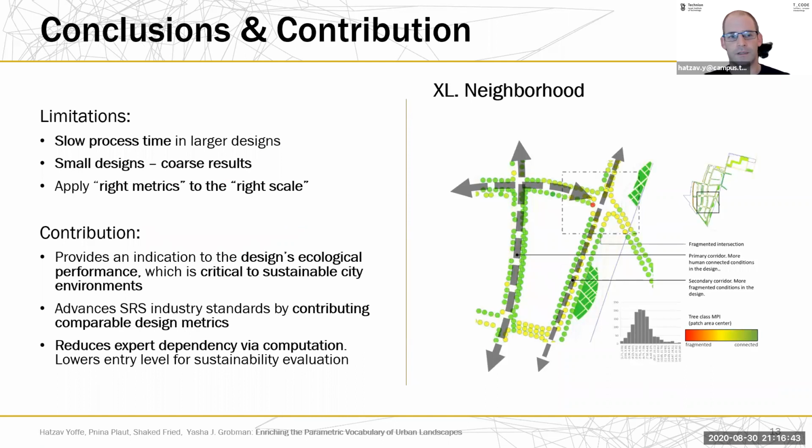In terms of limitations of our research, we encountered a slow process time of our code. We encountered that small designs generate coarser results, and that the metrics work best on a neighborhood scale. Therefore we are fitting the right kind of metrics for the right kind of design scale. In terms of contribution, this method provides an indication of the design's ecological performance. And this is a critical quantitative indication in terms of sustainable development of city environments.